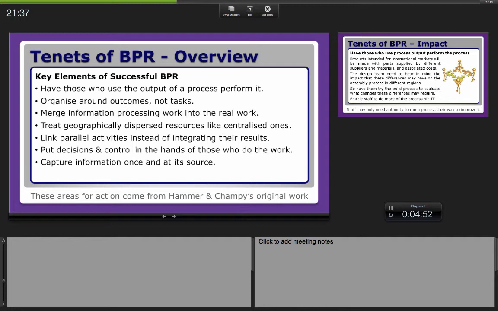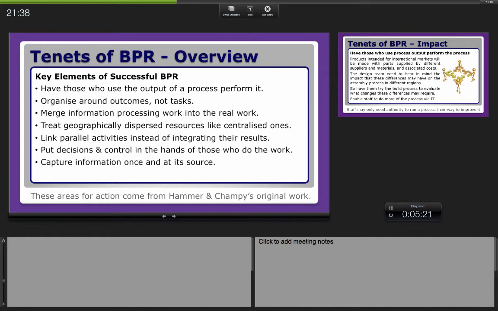Tenets of BPR, kind of truths. Key elements of successful BPR are making those that use the output of a process perform it, so they see all the ins and outs of that. Organise around outcomes, not tasks. Merge information processing work into the real work, so it's actually part of the tasks that they're doing. Information processing isn't a separate element.